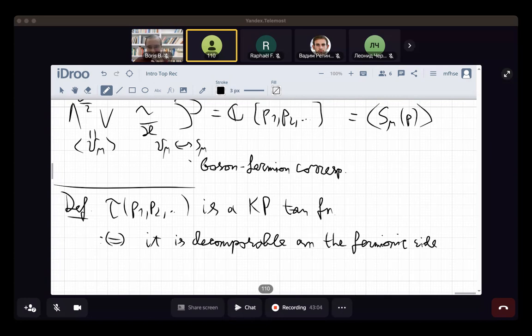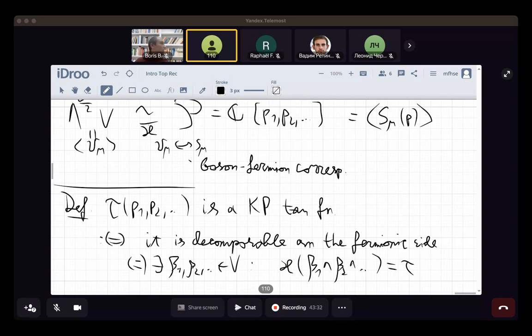Okay, so this is saying that, which is the same as there exist beta 1, beta 2, and so on in D, such that kappa of beta 1 wedge beta 2 wedge and so on is kappa. Is the definition clear? No, because we don't know what is decomposable. I define it: I'm calling an element on the fermionic side decomposable if it can be represented as a wedge of some elements.